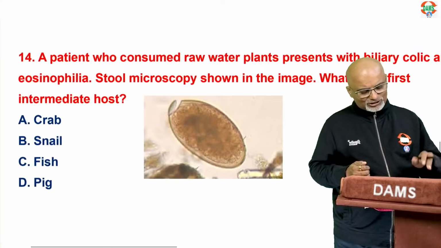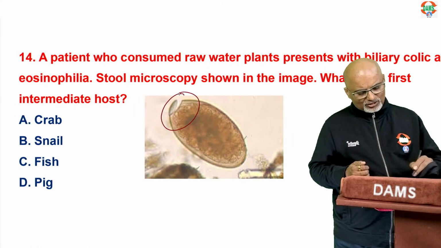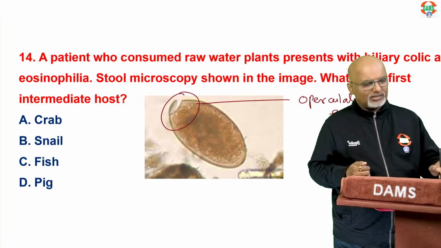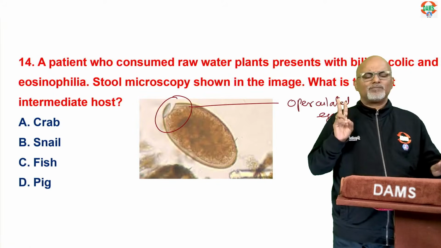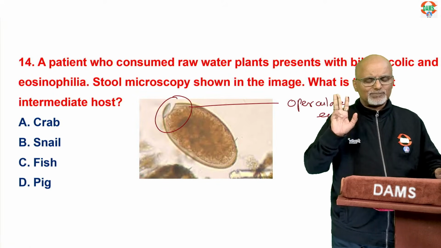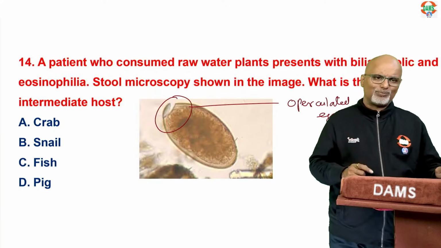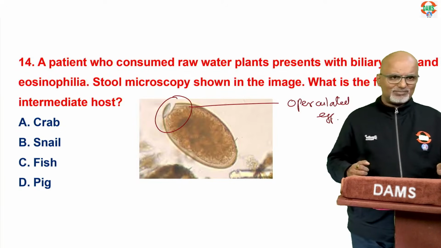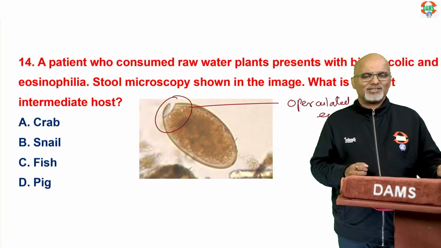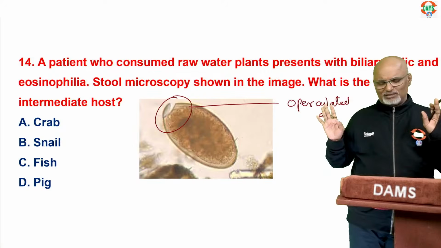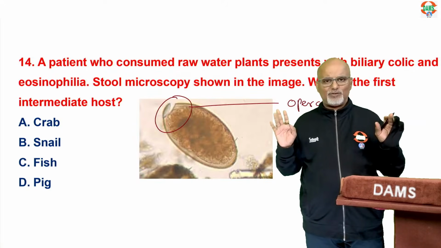After seeing the question, what comes to my mind? This is called an operculated egg. Commonly seen in 2 groups: all trematodes except Schistosoma, and only one other, Diphyllobothrium latum. Got it? So I have the idea of these 2: normal trematodes and Diphyllobothrium latum.